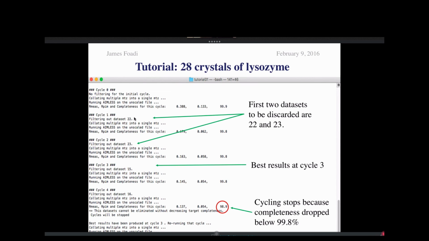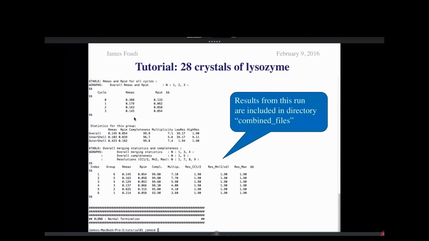The output is given in any case by the cycle which has reached the lowest R-pim, cycle 3 in this case. Now, the R-pim is preferred over the R-merge because the R-pim takes into account both data precision and data multiplicity. Like any other result produced in combination mode, results from the -C variant of the combination mode are stored in the combined files directory, and the related statistics listed with all statistical runs in combination mode.